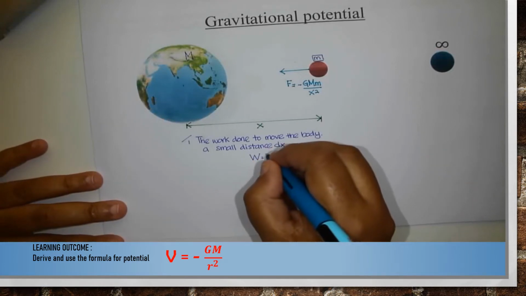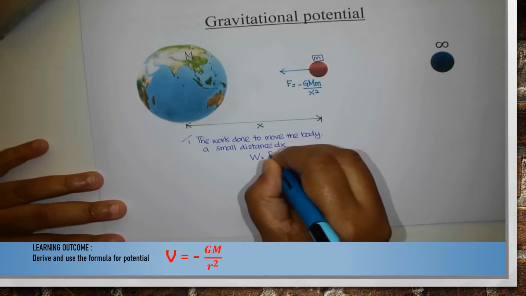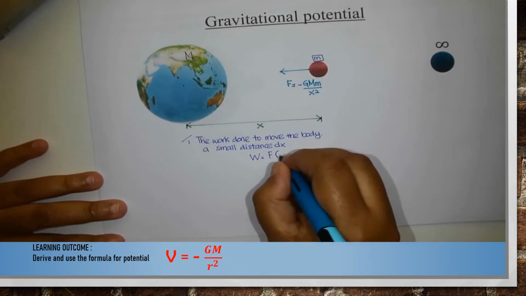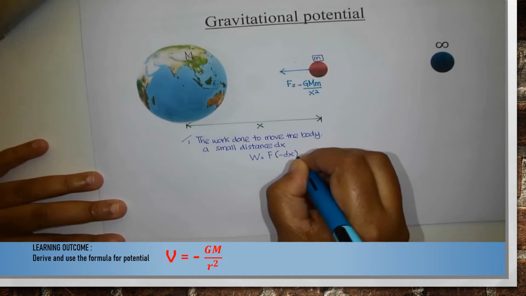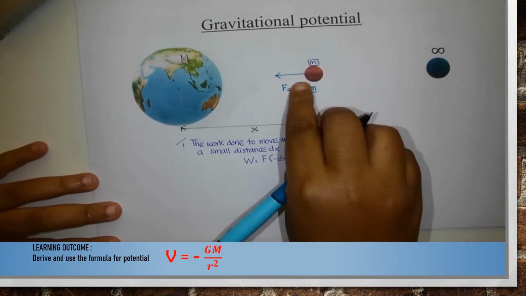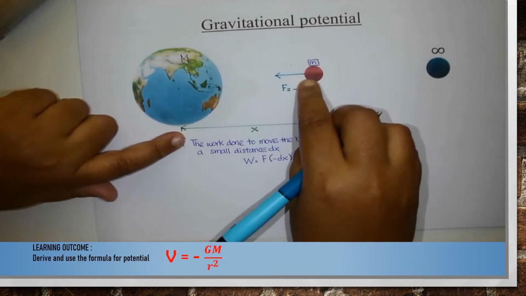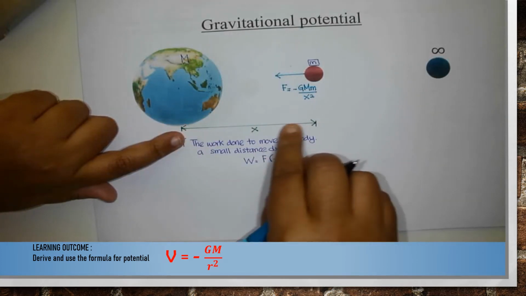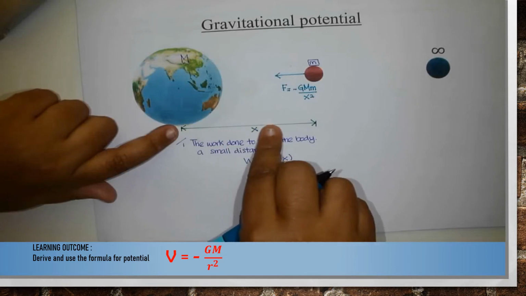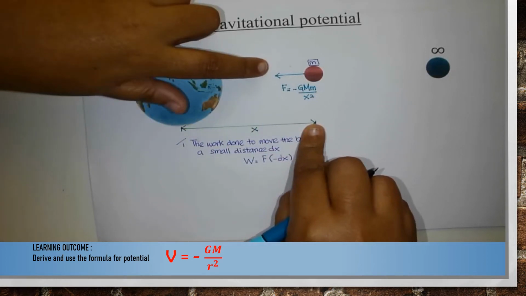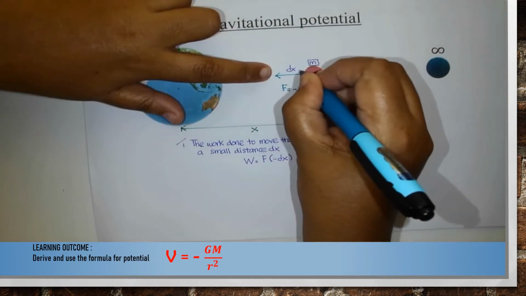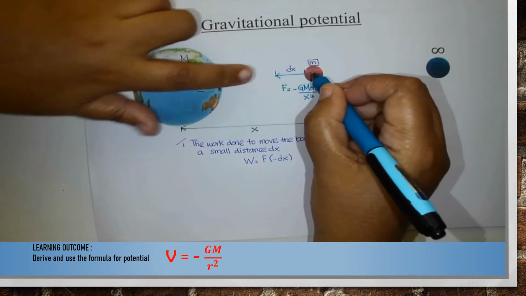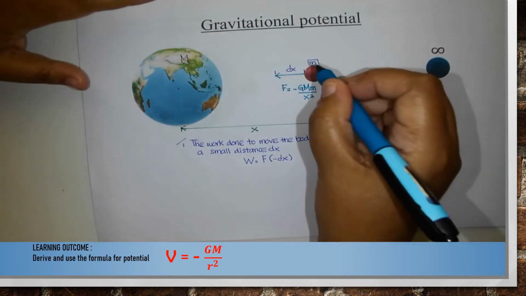So in this case, W is equal to F. Your S will be negative dx. Now why negative? Because it is the small distance in the opposite direction to the increment of x. So x is increasing in this direction, right? So dx is in the direction from here to here, a small distance from here to here.